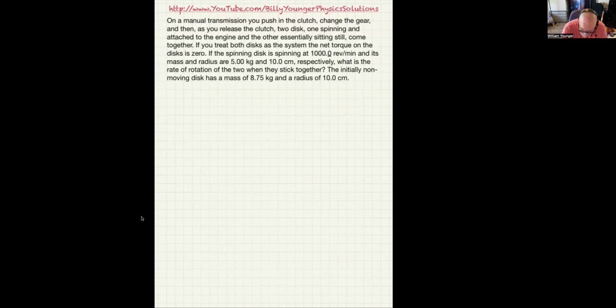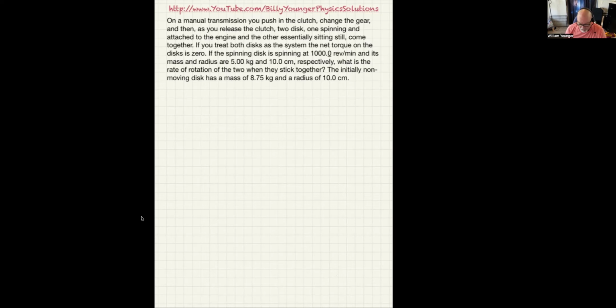If the spinning disk is spinning at 1,000 revolutions per minute, notice I put a zero with an underscore after the decimal place. That's just to show that all of the three zeros and the one are significant digits. It says if the spinning disk is spinning at 1,000 revolutions per minute and its mass and radius are 5 kilograms and 10 centimeters respectively, what is the rate of rotation of the two when they stick together? The initially non-moving disk has a mass of 8.75 kilograms and a radius of 10 centimeters. So that's the problem we're going to work.